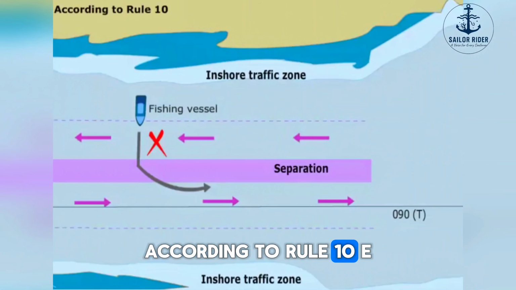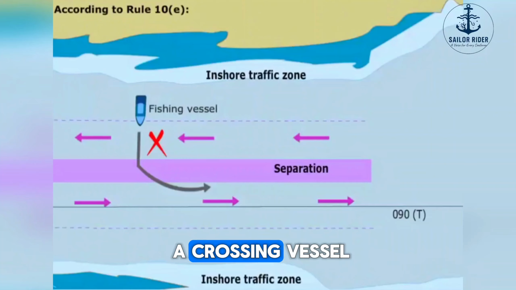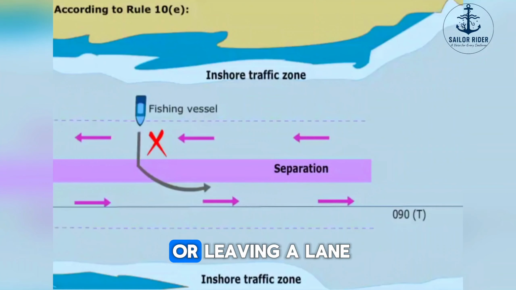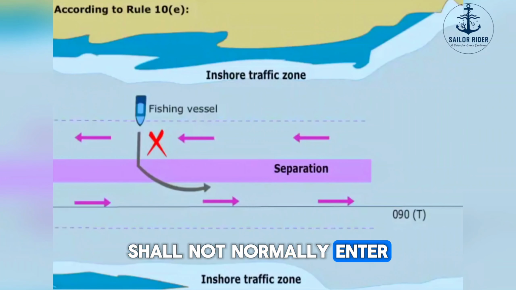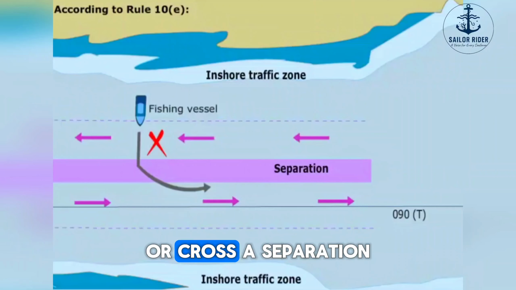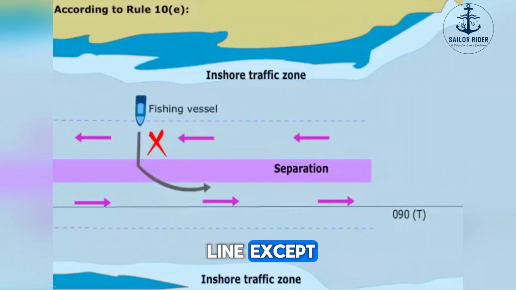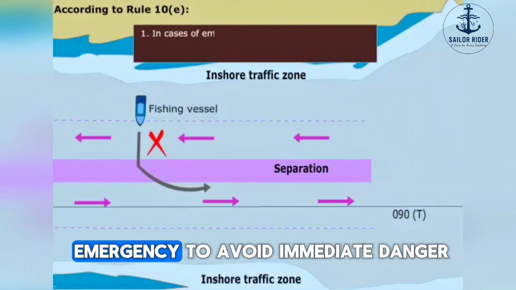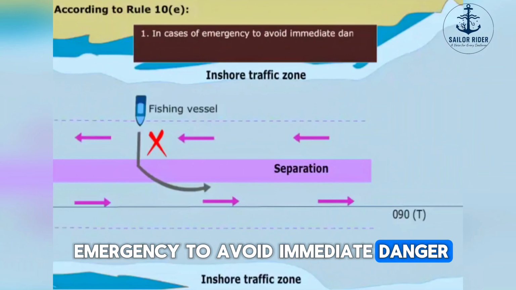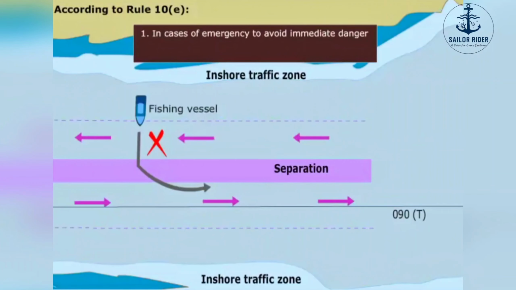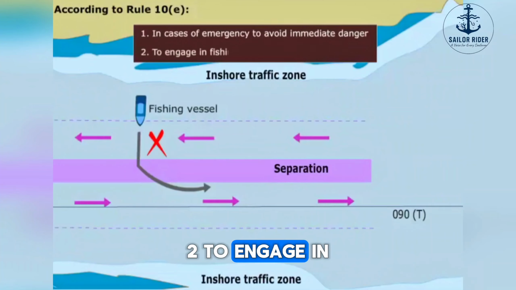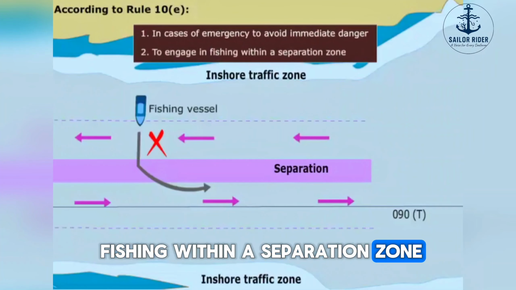According to Rule 10E, a vessel other than a crossing vessel or a vessel joining or leaving a lane shall not normally enter a separation zone or cross a separation line except: 1. In cases of emergency to avoid immediate danger. 2. To engage in fishing within a separation zone.